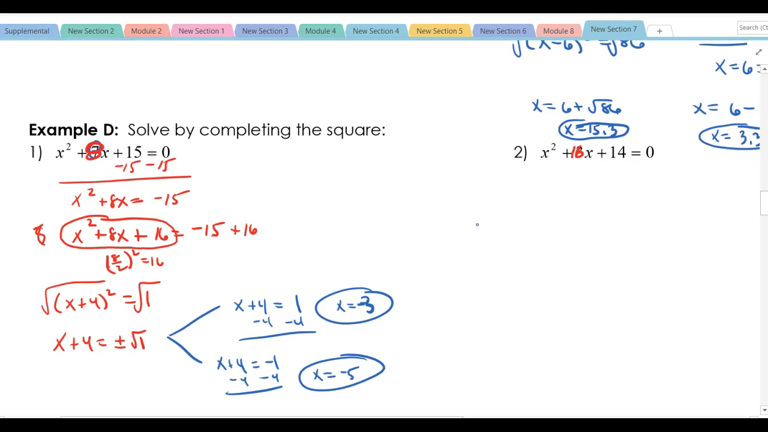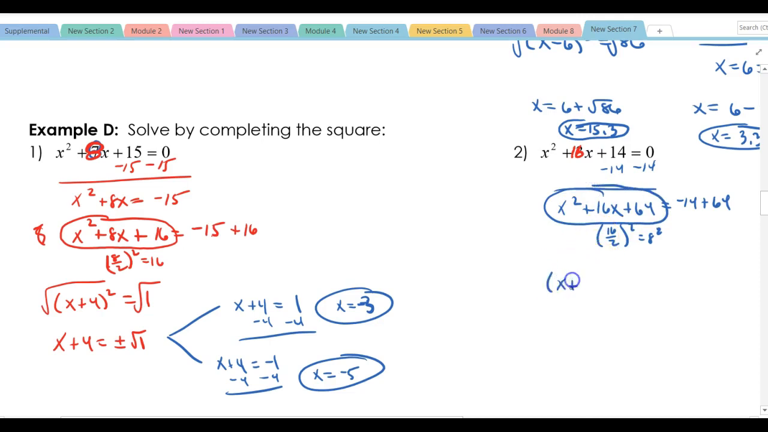Okay? Now the next one. First thing I do is subtract 14, x squared plus 16x. Right away, I'm going to complete the square here. Half of 16 squared is going to give me 8 squared, which is plus 64, equals negative 14 plus 64, which would give me 50. So right away, that's going to factor out to be x plus 8 all squared equals negative 14 plus 64, which is 50.